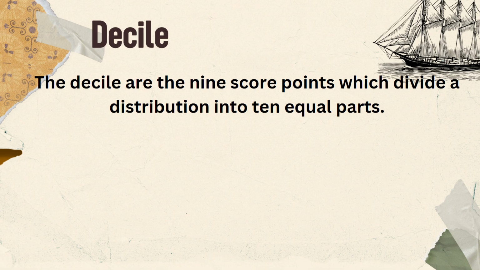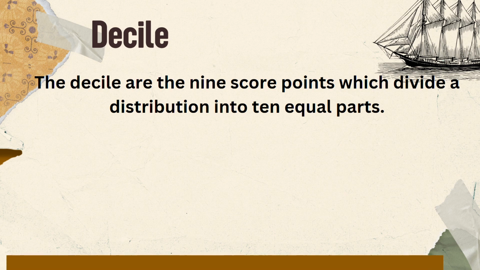When we say decile, the deciles are the 9 score points which divide a distribution into 10 equal parts. Diba sa quartile, our distribution is divided into 4 equal parts. But in decile, it is divided into 10 equal parts, but we only have a total of 9 divisions. Okay? In quartile, we only have 3 divisions and we have a total of 4 equal parts.